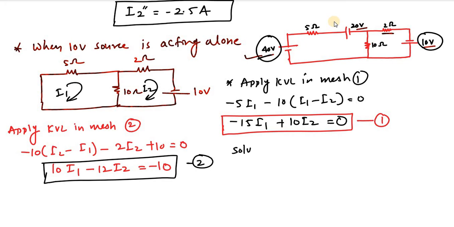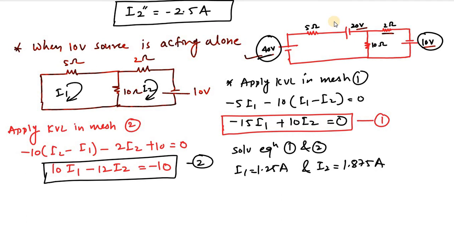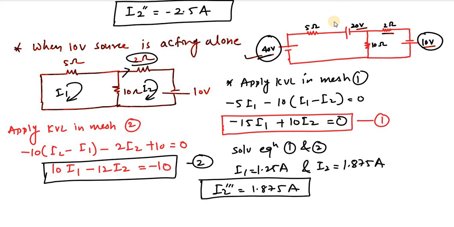Now solve equation 1 and equation 2. In a calculator you will get I1 equal to 1.25 ampere and I2 equal to 1.875 ampere, and I2 is nothing but the current flowing through this 2 ohm resistor. So we will assign I2 as I2 triple dash equal to 1.875 ampere.